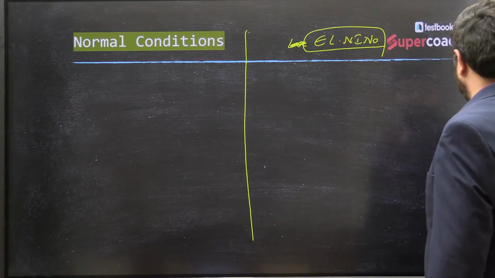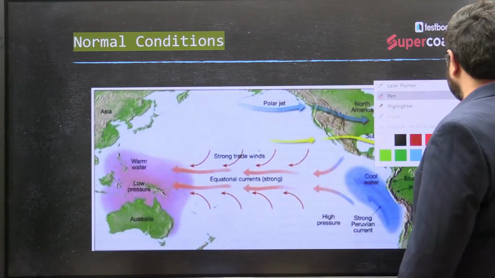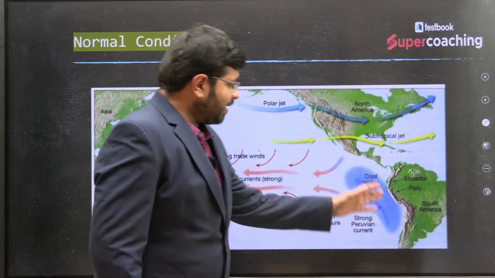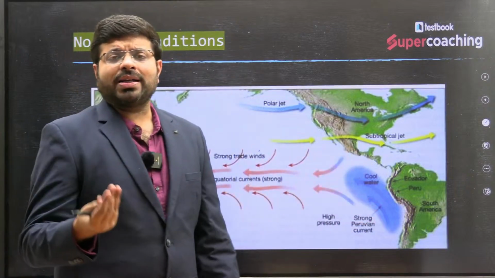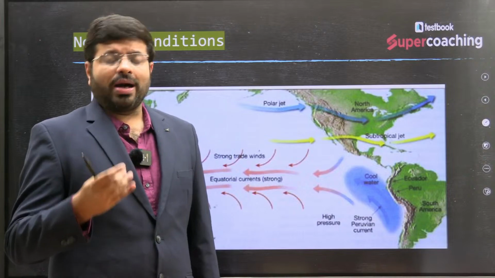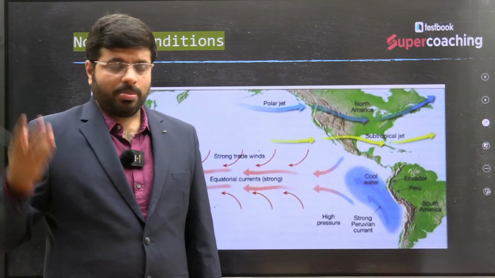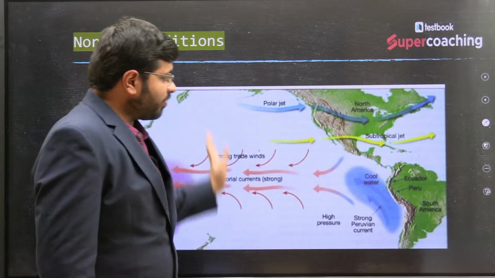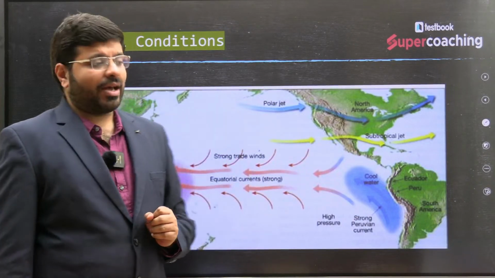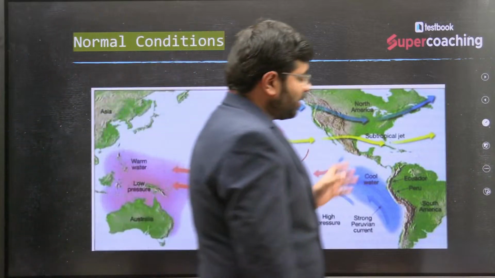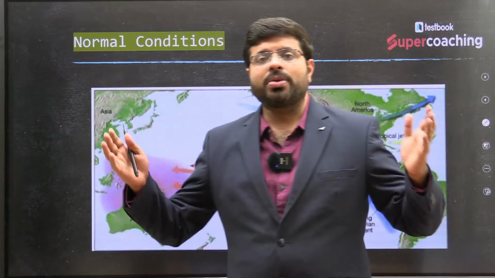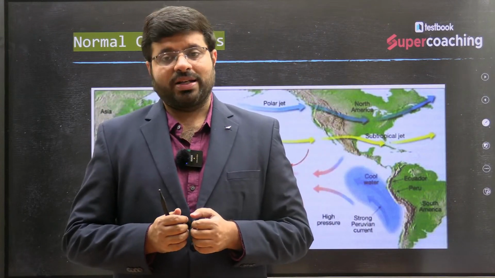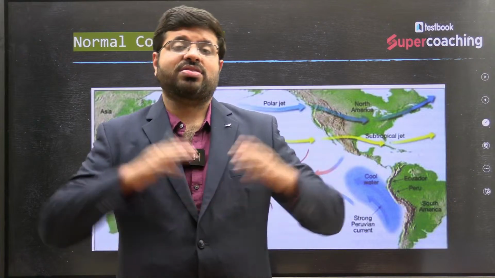So let us decode the first thing, the normal conditions. You see that this is the Pacific Ocean. Why do you think that temperatures at the coast of Peru have an impact on the world? Because it is part of the atmospheric circulations of the Pacific Ocean. One third of the globe is Pacific Ocean. When one third of the globe is Pacific Ocean, definitely it can have an impact across the world.